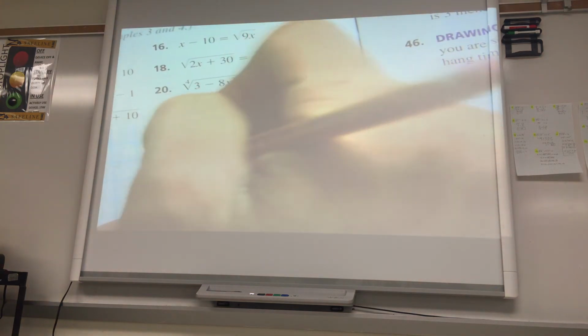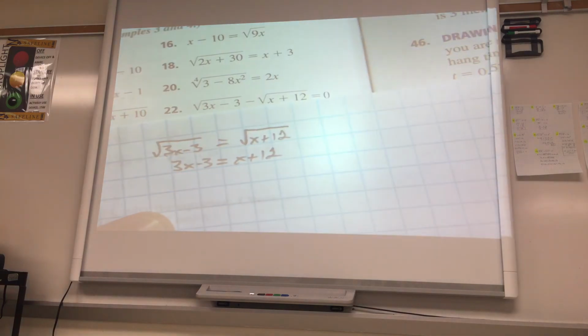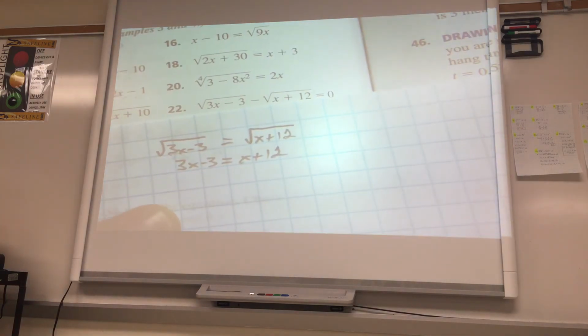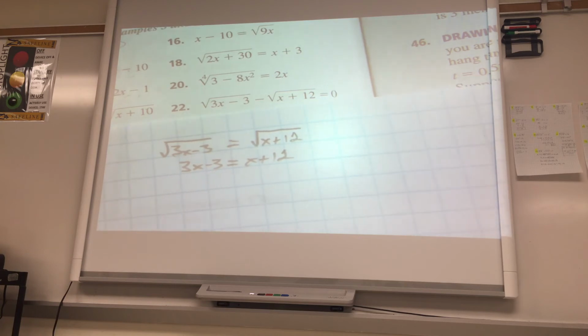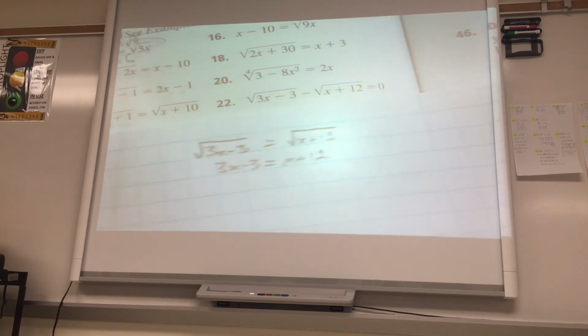It ends up being 3x minus 3 equals x plus 12, and then I'll solve it from there. I'm not going to do it on this video. You guys hopefully know how to do it. I'll tell you about it. Subtract x, add 3, so you get 2x equals 15, so x equals 7.5.